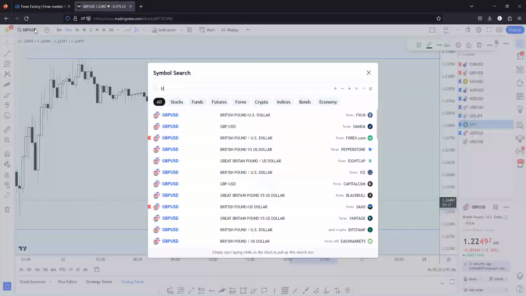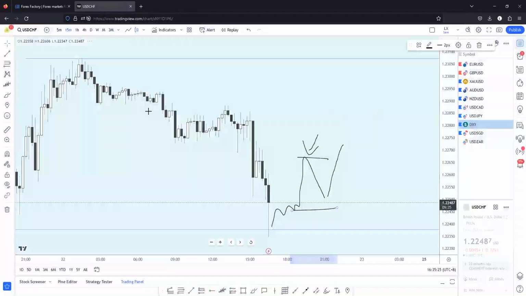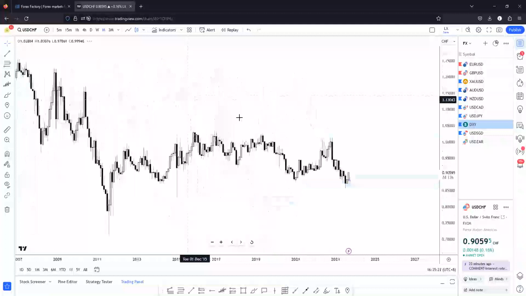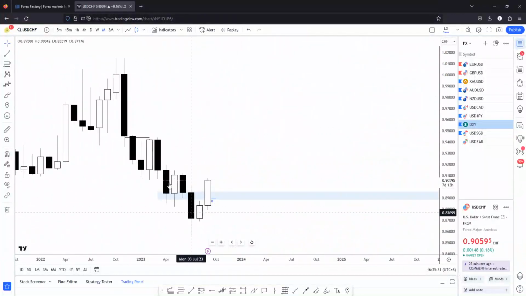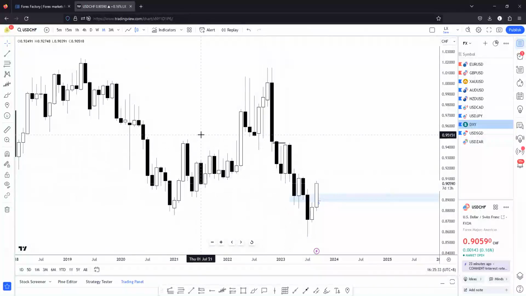Okay, so let's take a look at dollar franc. On dollar franc, again, on the higher time frame, this is the zone, right? We're seeing a break and test of this region on the monthly. Yeah, a break and test of this region here.